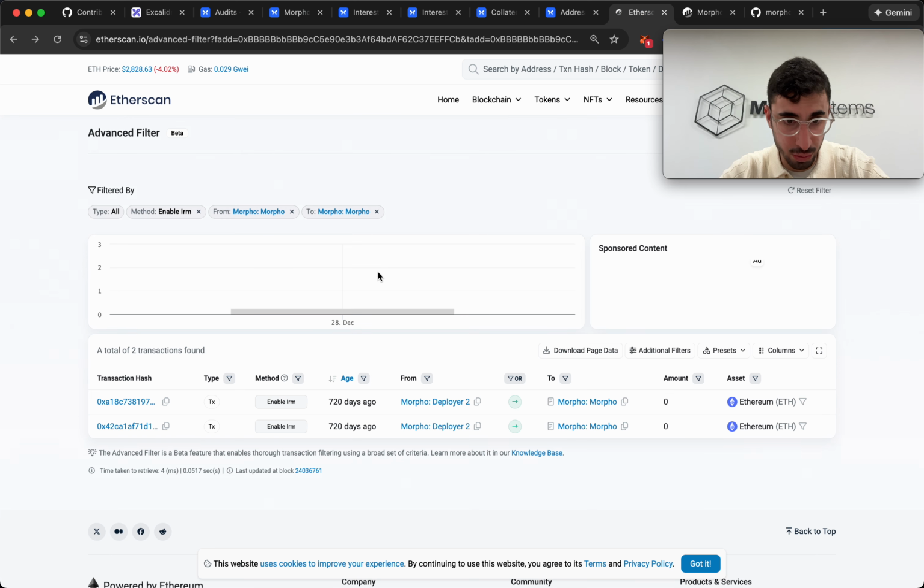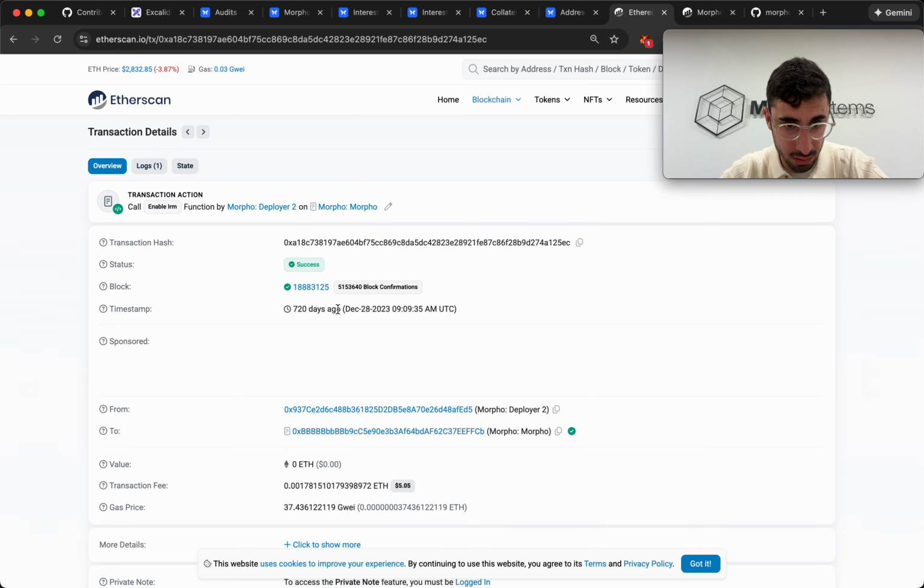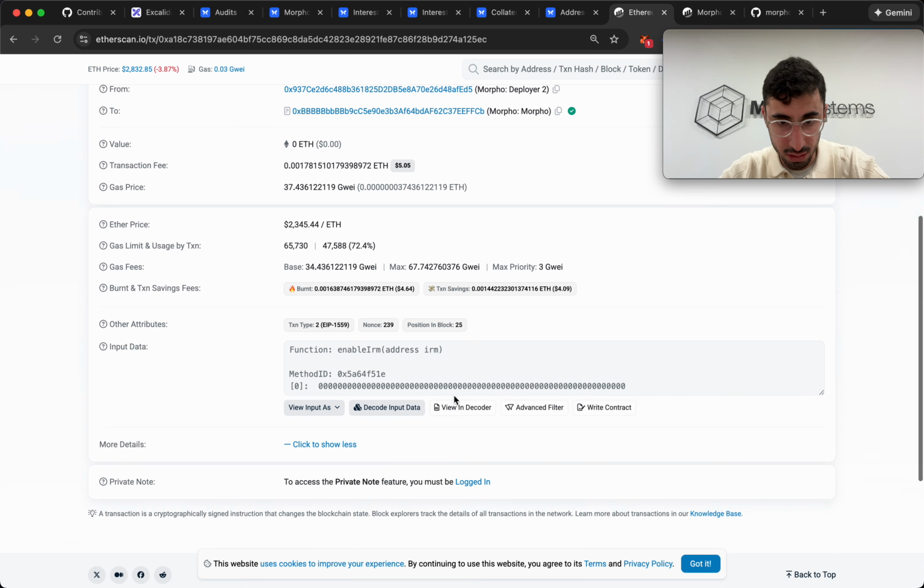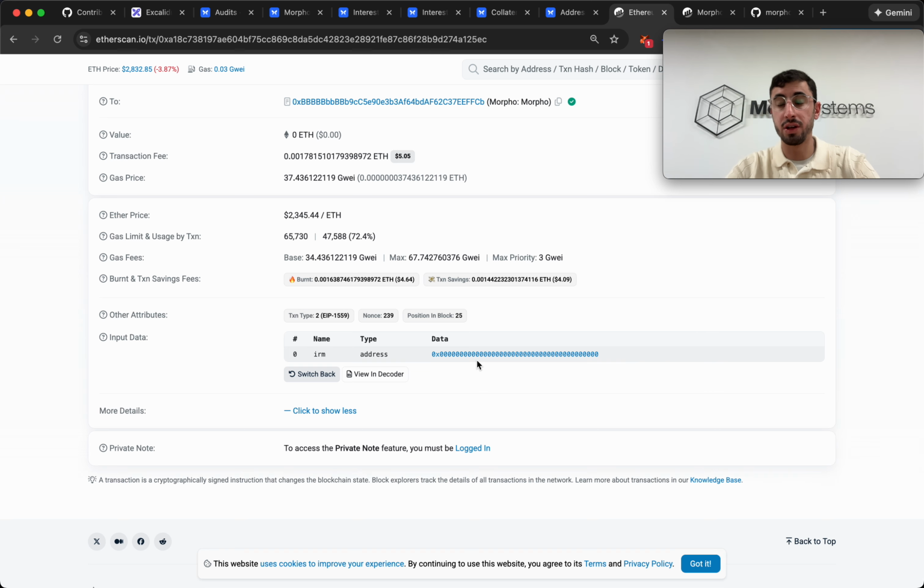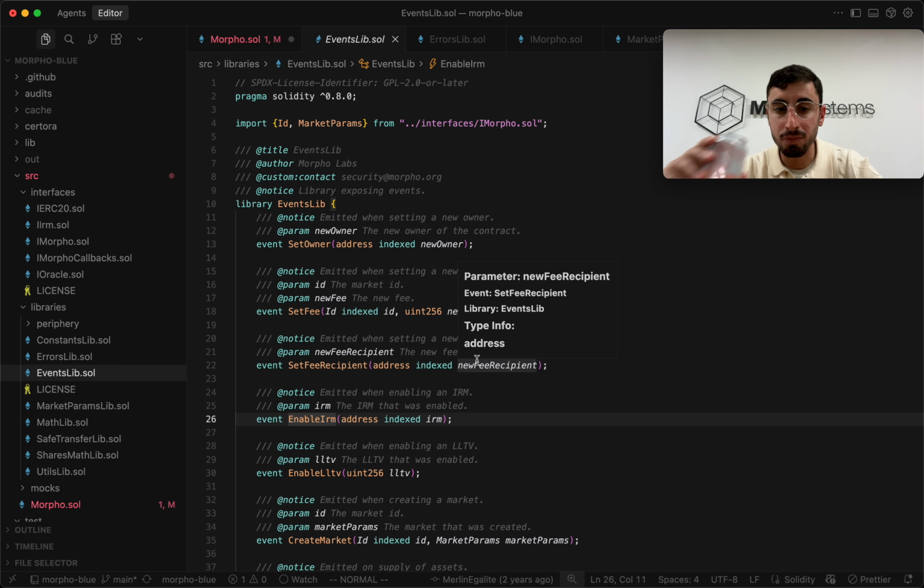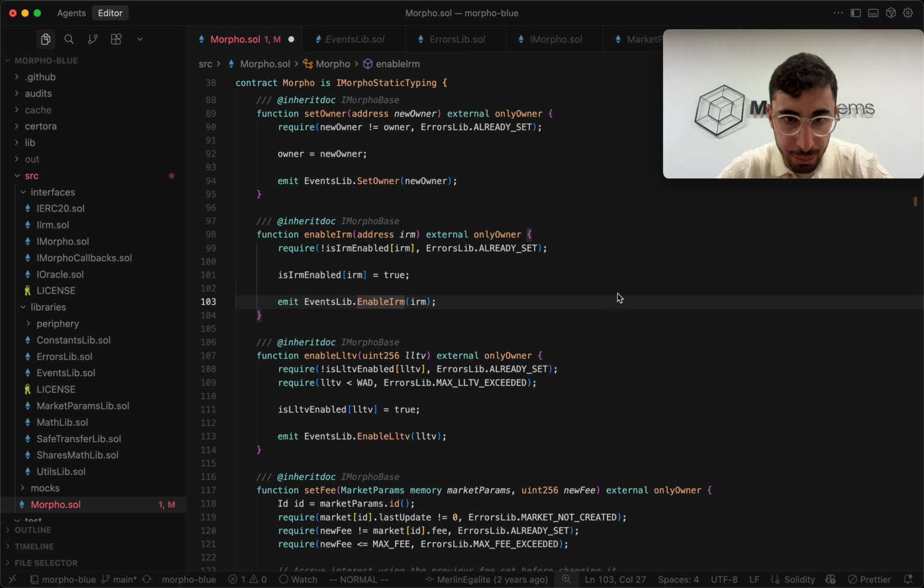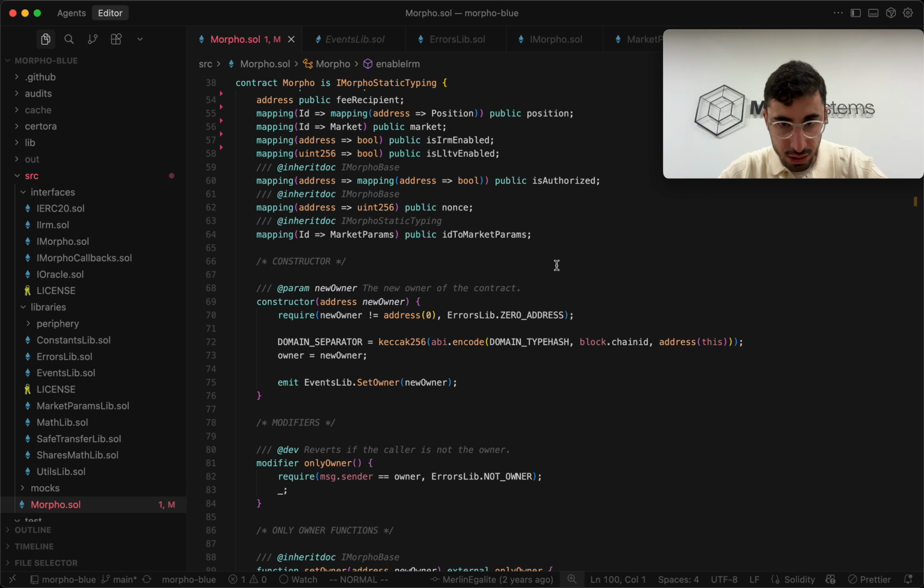So this is the first one, and the second one, let's see, is the zero address, okay? So the zero address is valid, so actually they have two kinds of interest rate models, adaptive curve and no interest at all, if you're interested in that.